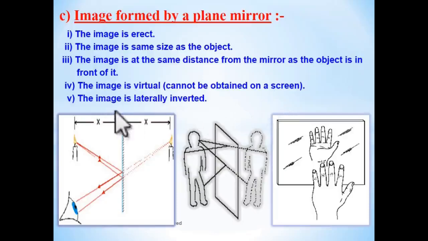That is virtual. The image is laterally inverted. What does it mean? In this figure you can see, here the left hand is shown, but from the mirror the right hand is seen. So this is called laterally inverted.